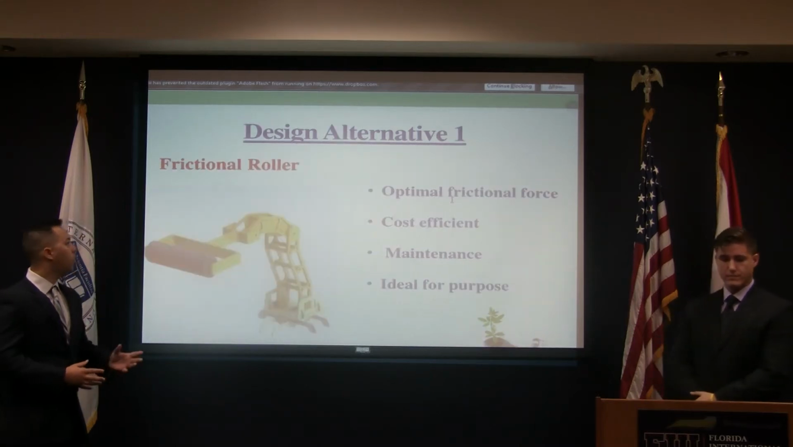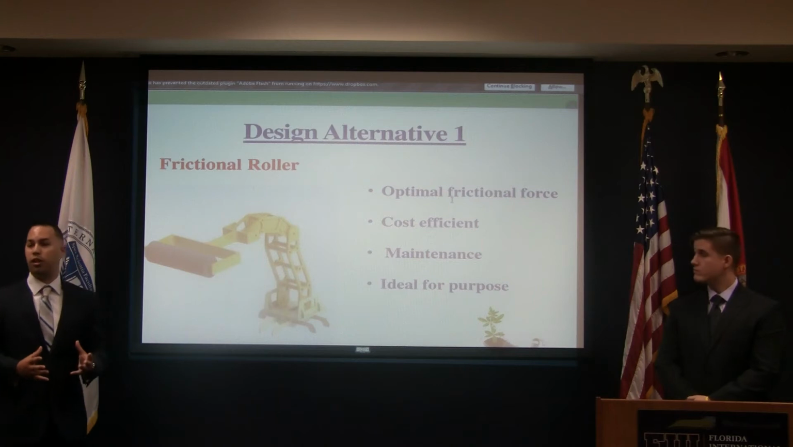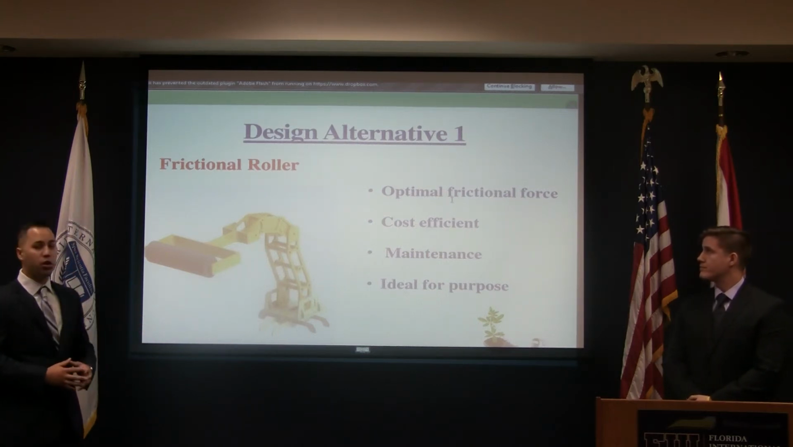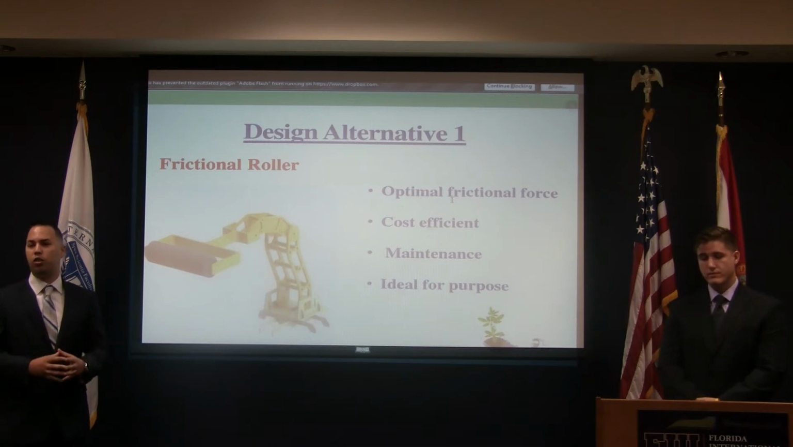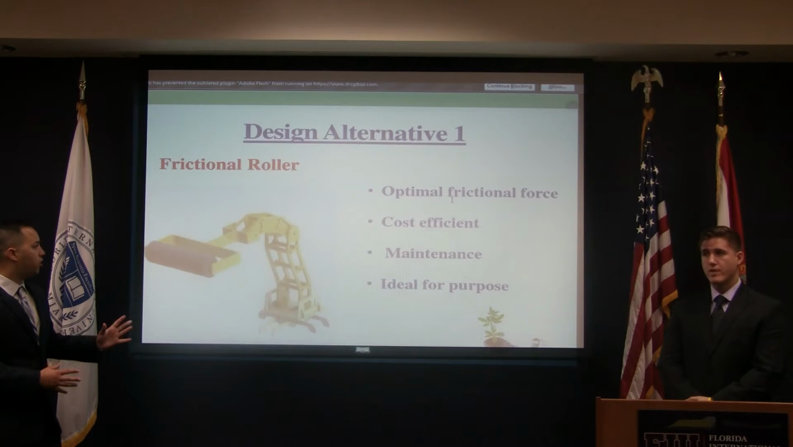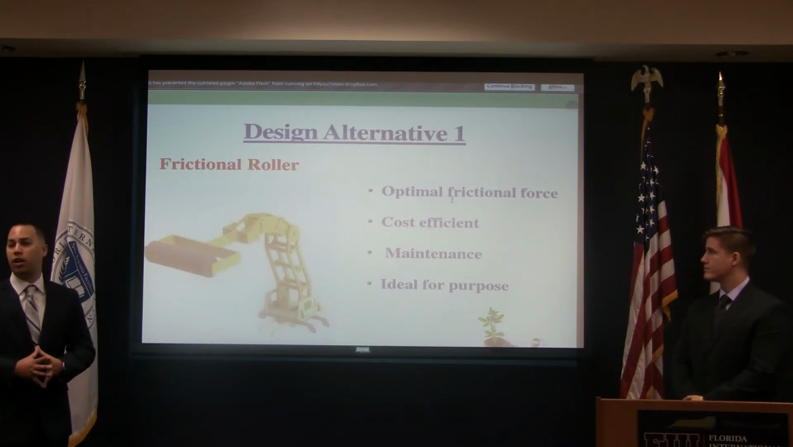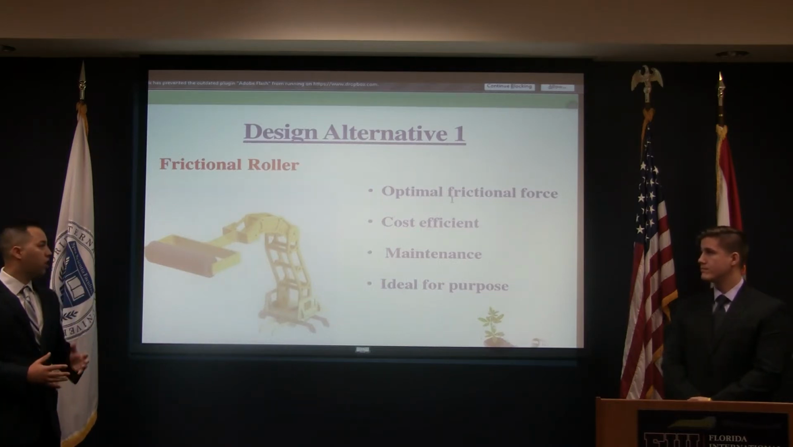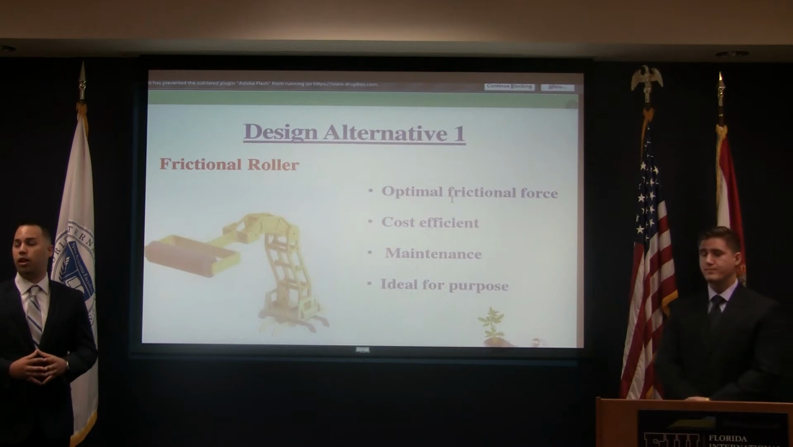Further research led us to use the magnetic roller. In this case, the roller is going to be attached to the body arm, and the roller in the front is going to be covered by the specific material that's going to provide friction and force. One of the advantages of this system is that it's capable of providing optimal frictional force. Also, it's easy to repair and provide maintenance, and therefore is cost efficient.